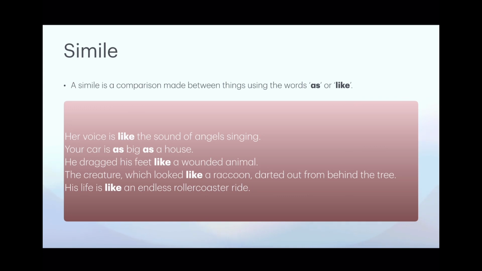He dragged his feet like a wounded animal. I'm comparing how he drags his feet to a wounded animal. The creature, which looked like a raccoon, darted out from behind the tree. I'm comparing the creature to a raccoon in its appearance. His life is like an endless roller coaster ride. I'm comparing his life to a roller coaster ride with the use of like. Easy. It's really easy to recognize a simile because it's going to have as or like in there. Okay?